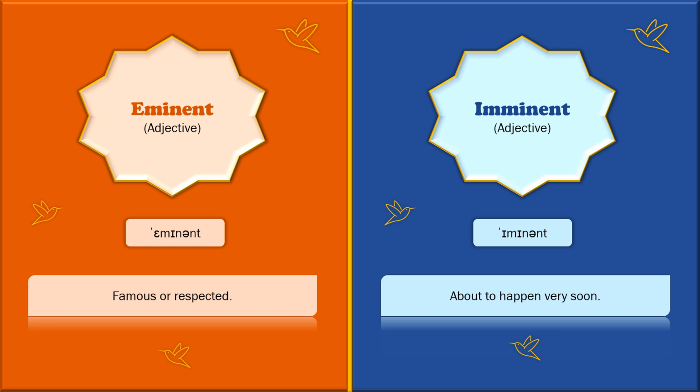Eminent and imminent. Eminent means someone is famous or highly respected. Imminent means something is about to happen very soon. Here's how we use them. The scientist is an eminent expert in her field. She is well known and respected.